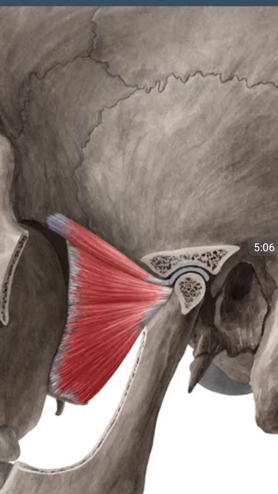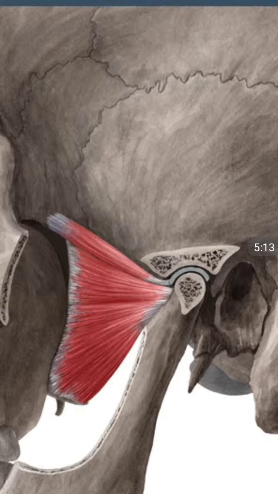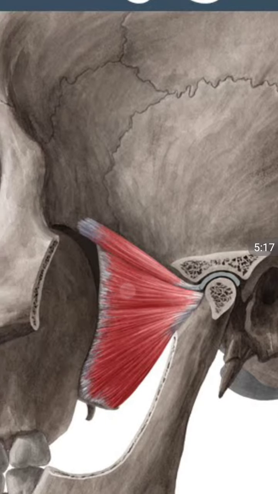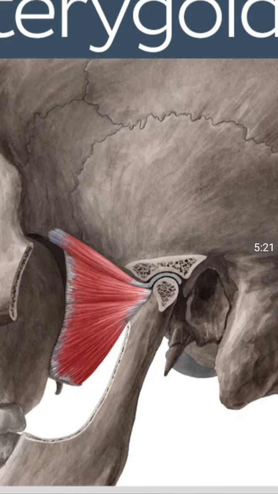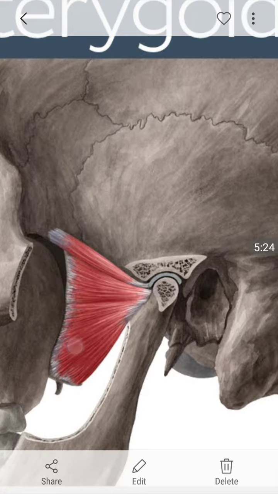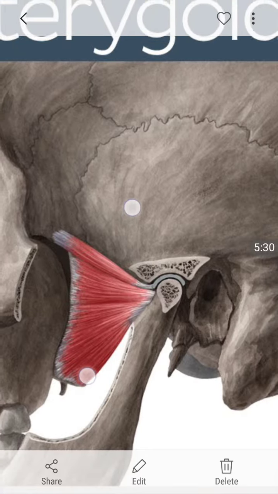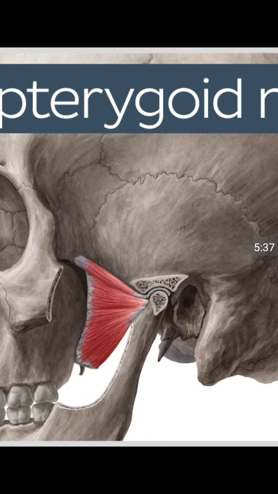So look at the direction of fiber of these two heads when they contract. The upper fibers protrude the mandible, whereas look at the direction of this lower head. When they contract, they depress the mandible. So lateral pterygoid is the muscle which protrudes the mandible and it depresses the mandible.